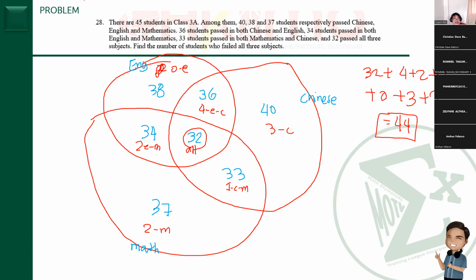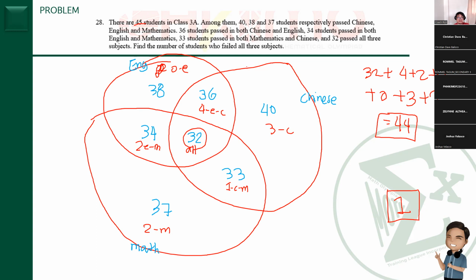But there are 45 students, which means there is one student that's not inside this Venn diagram. So that student didn't pass any of the three subjects. So the answer here is one. One student out of the 45, because 44 passed at least one and one student failed all three.